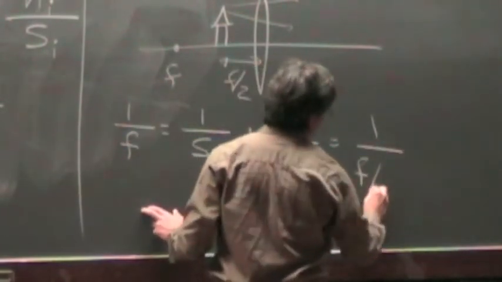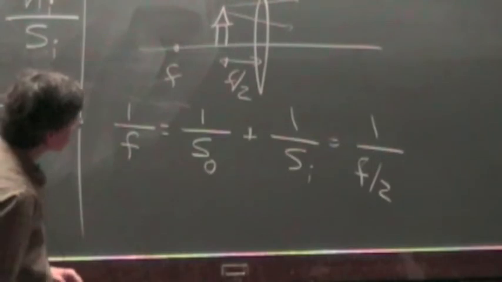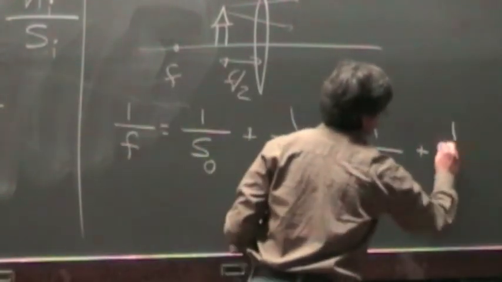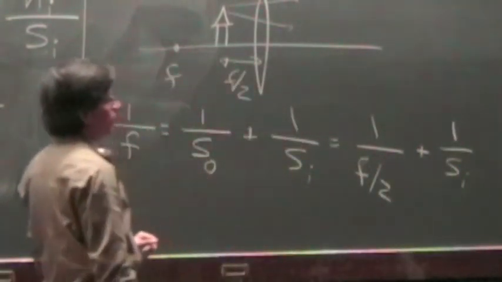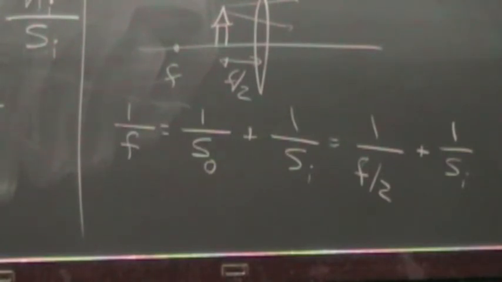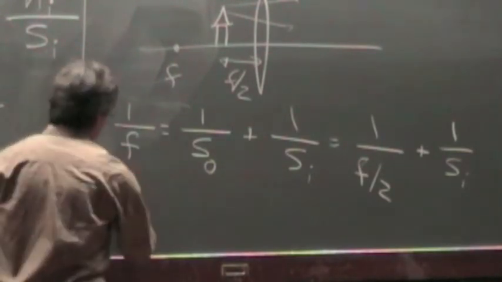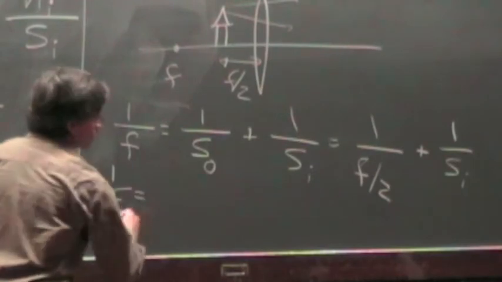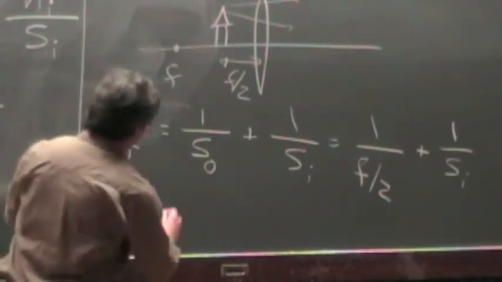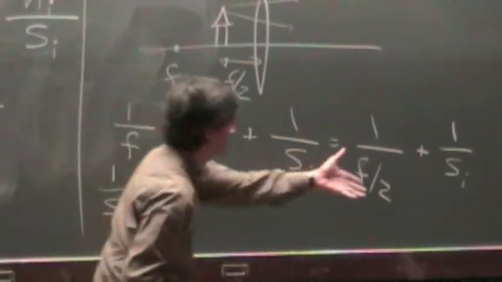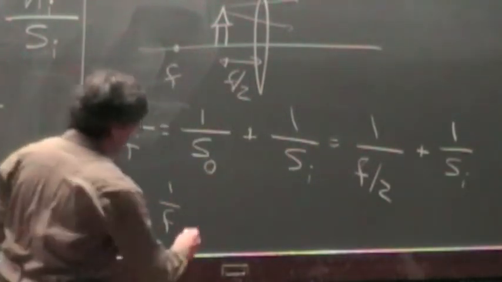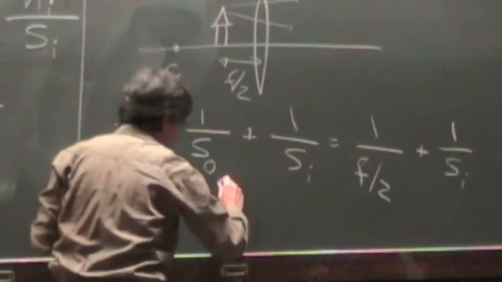It's going to be f divided by 2. And we're looking for the distance of the image. So for the distance of the image, 1 over SI is equal to 1 over F, and I'm going to bring this to the left side with a minus. Minus, the 2 goes up on top.